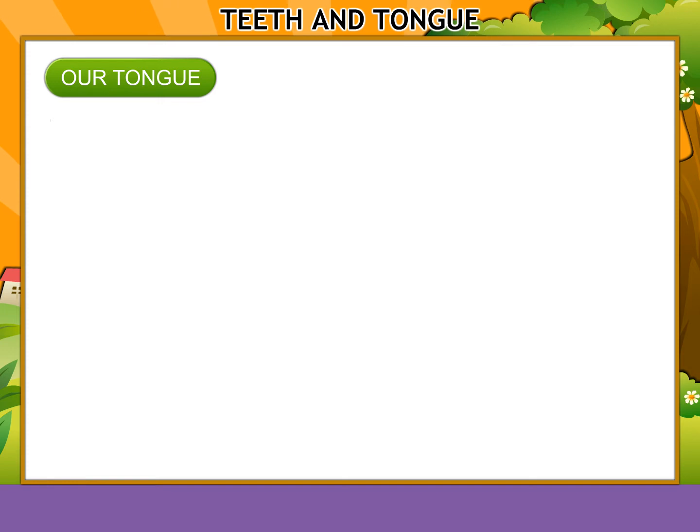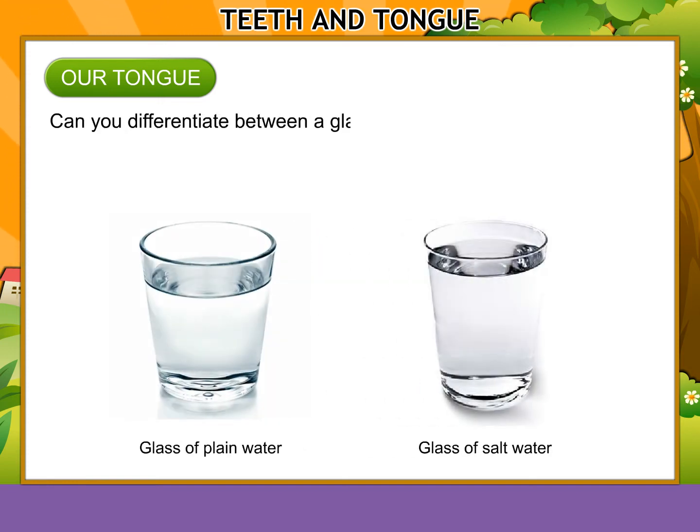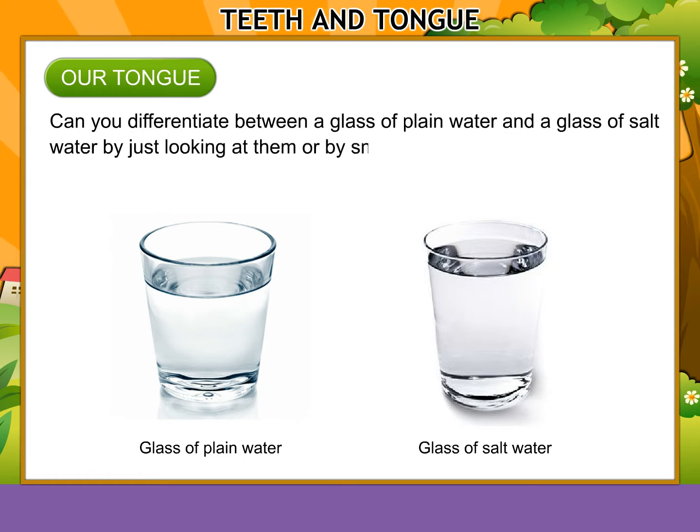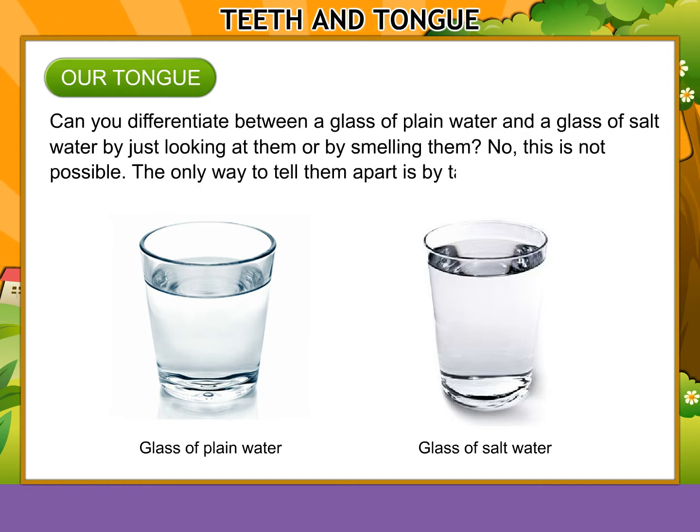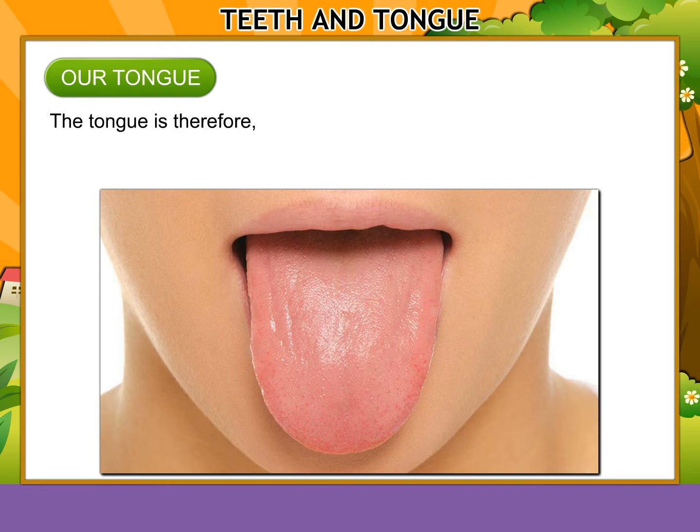Our tongue. Can you differentiate between a glass of plain water and a glass of salt water by just looking at them or by smelling them? No, this is not possible. The only way to tell them apart is by tasting the two solutions. The tongue is therefore an important sense organ for taste.